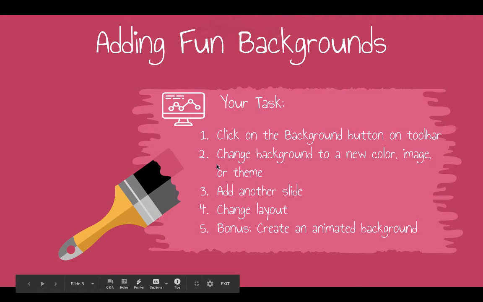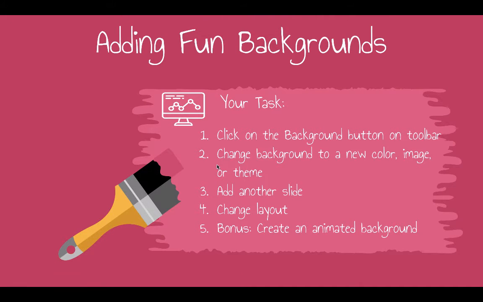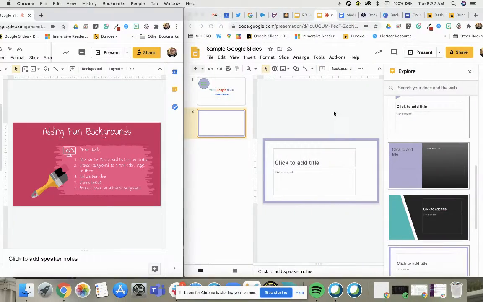From here, we're going to talk about adding backgrounds. Now you can change your background to be colors. It could be a gradient color and you can make them pretty custom. You can add in images. You can change the layout on all your slides, put different ones on the background. And there's even ways to add in animated backgrounds. So let's take a look at those.